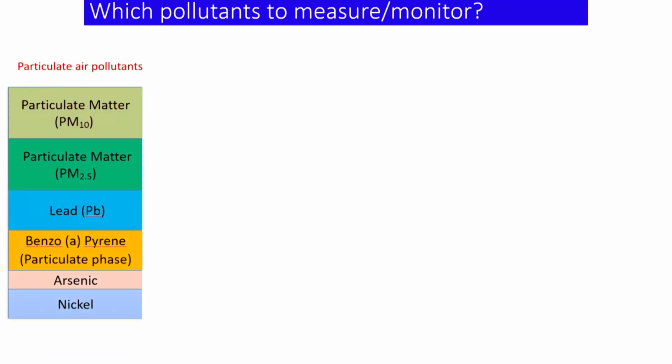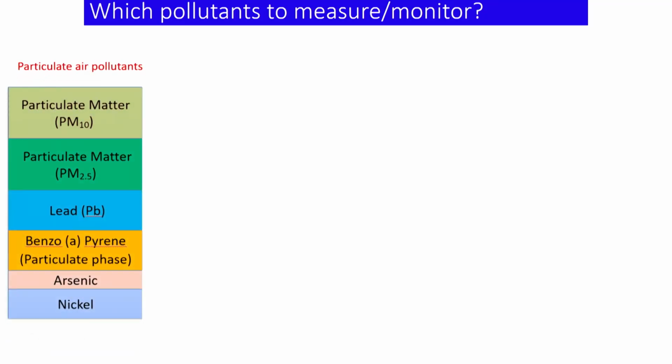In the previous lectures I was discussing which pollutants to measure or monitor. I discussed that there is a slight difference between monitoring and measuring. Monitoring is usually done just for reporting purposes, but when you do extensive research, then you have to measure different air pollutants. So which are the pollutants that we usually measure?